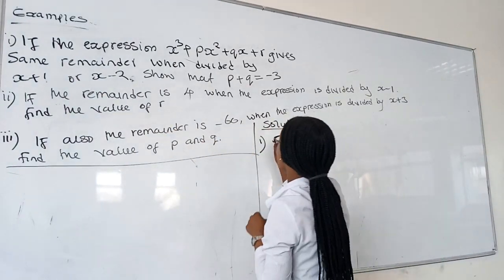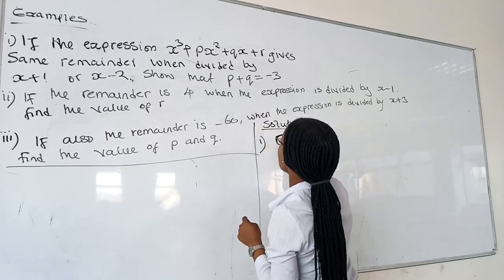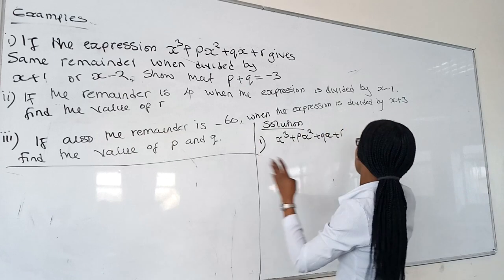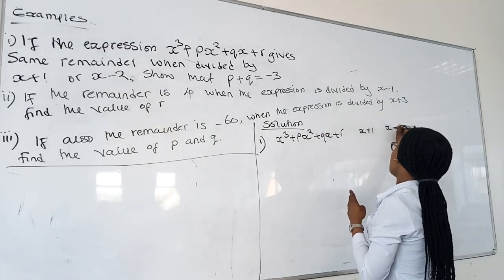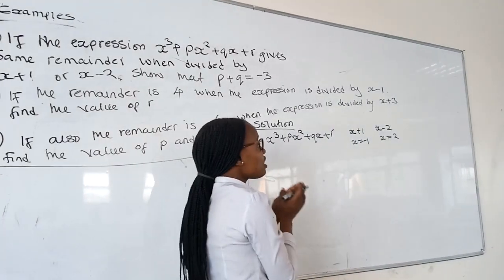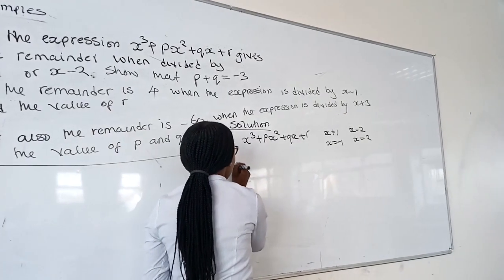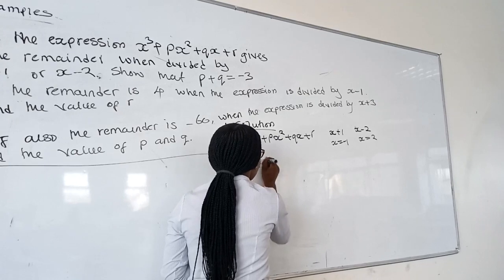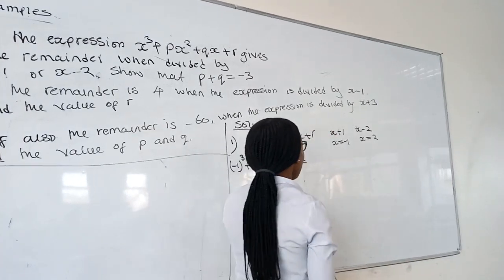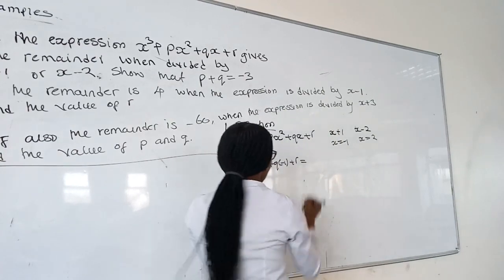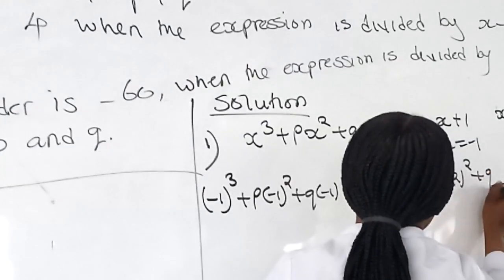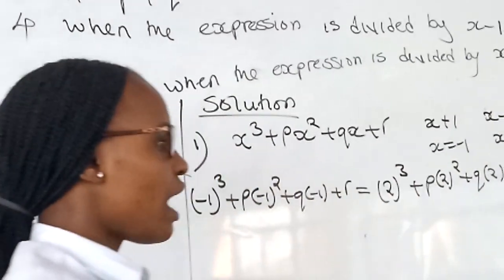So this simply means that we have x to the power 3 plus px to the power 2 plus qx plus r. So when we substitute, on the other side we have x plus 1 and x minus 2, which simply means x is equal to negative 1 and x is equal to positive 2. So here we have negative 1 raised to the power 3 plus p multiplied by negative 1 to the power 2 plus q times negative 1 plus r. Now we're going to equate it to the other side because they are the same, but we're now going to substitute the value of x to be 2. So this is now going to be 2 to the power 3 plus p multiplied by 2 to the power 2 plus q times 2 plus r. That is what we have, which is perfect.